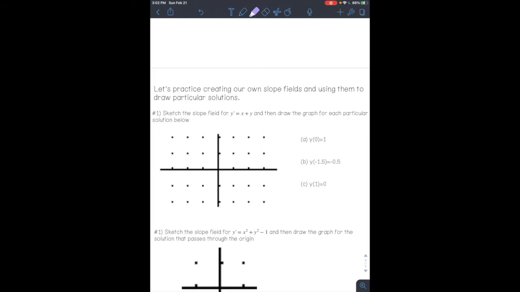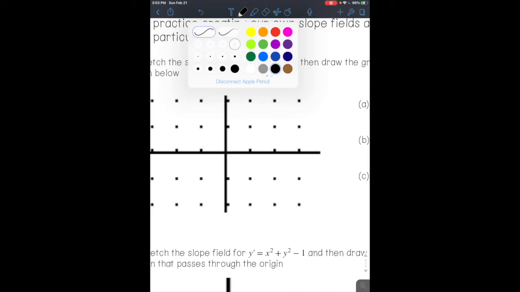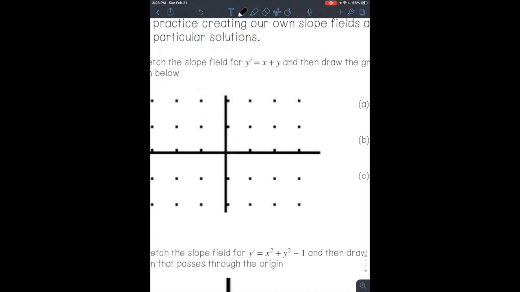Okay, so we're going to practice creating our own slope fields and using them to draw particular solutions. And I just realized I didn't change the number here. There we go. Okay, so we're going to sketch the slope field for y prime equals x plus y. And we're going to focus on that before we even think about the rest of the directions. So you want to just think about it in terms of the points. I'm going to make my pen size a little smaller.